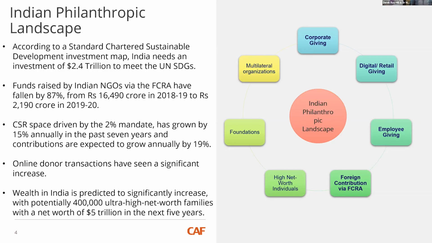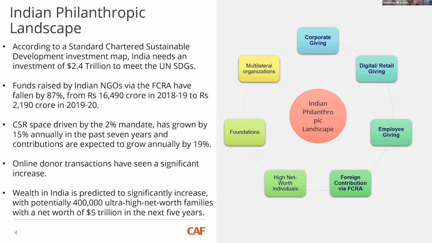These are very well recognized for giving. Family philanthropy, in contrast, has contracted overall. So ultra high net worth individual giving has reduced. It had a peak in 2016, and high net worth individual giving within India has grown very modestly.